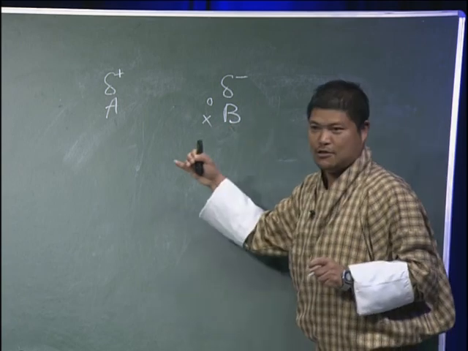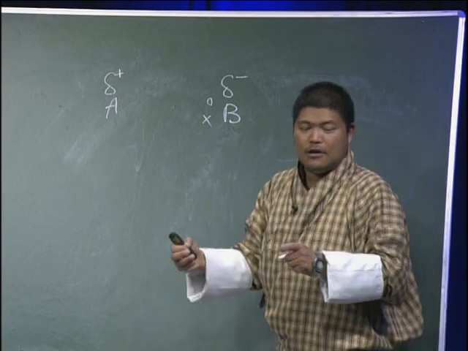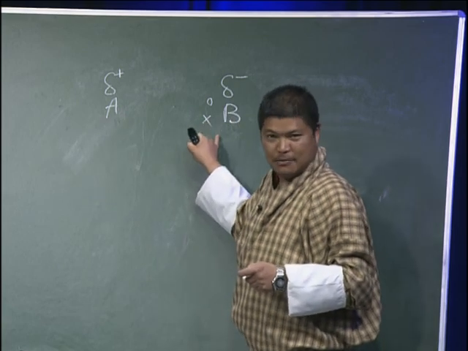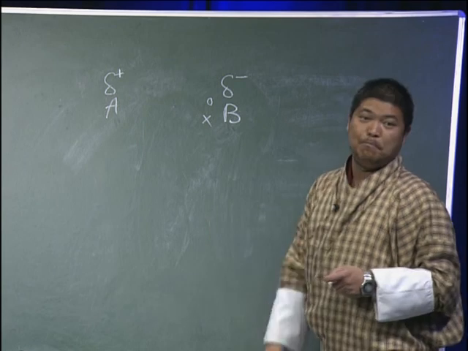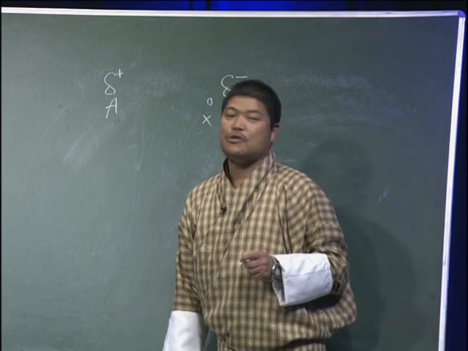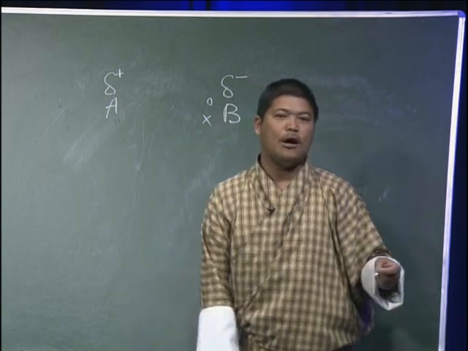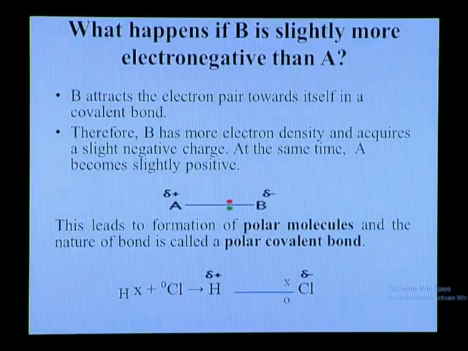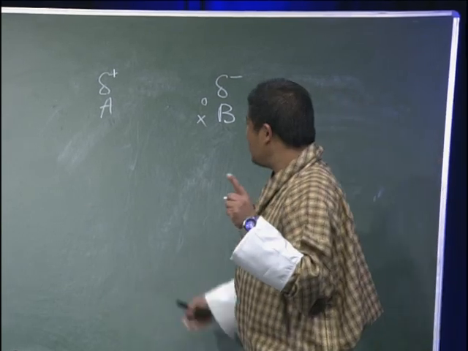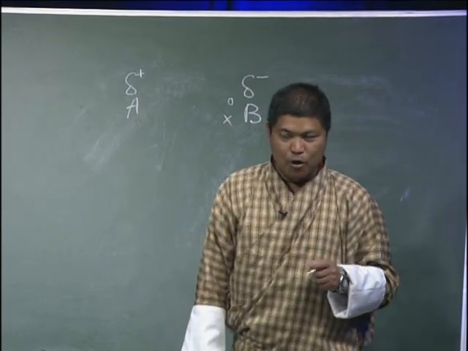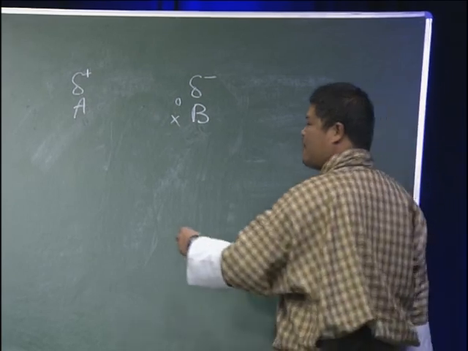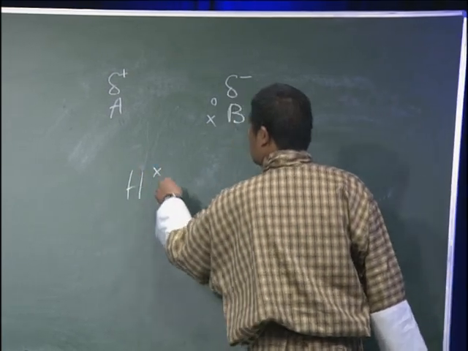delta minus. So we see that when the bond is formed between A and B, and B is more electronegative, the shared pair of electrons is more towards B. Meaning that B has developed a slightly negative charge and A has developed a slight positive charge. So this leads to the formation of polar molecules, and the nature of the bond is called a polar covalent bond. So remember, polar means there is a difference in electronegativity. Non-polar bond, same electronegativity.